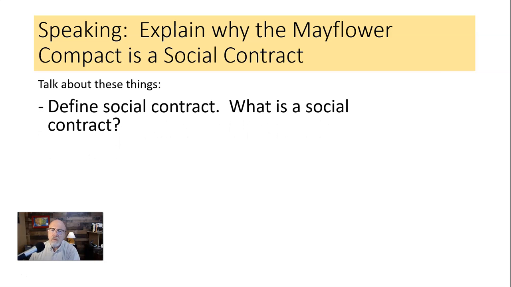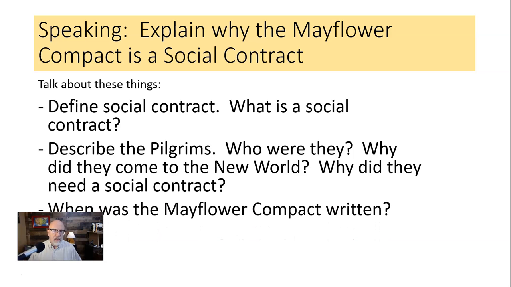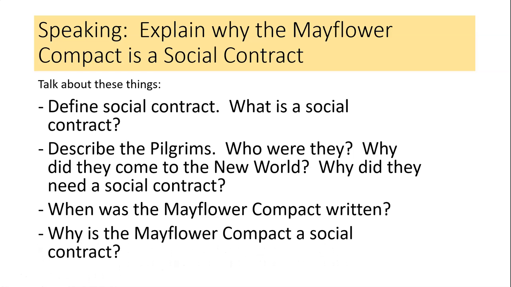video. First, you should define what a social contract is. What is a social contract? Then you need to talk about, who were the Pilgrims? Who were they? Why did they come to the New World? Why did they need a social contract? And then next, you need to talk about when was the Mayflower Compact written? And finally, you're going to want to talk about why was the Mayflower Compact a social contract?